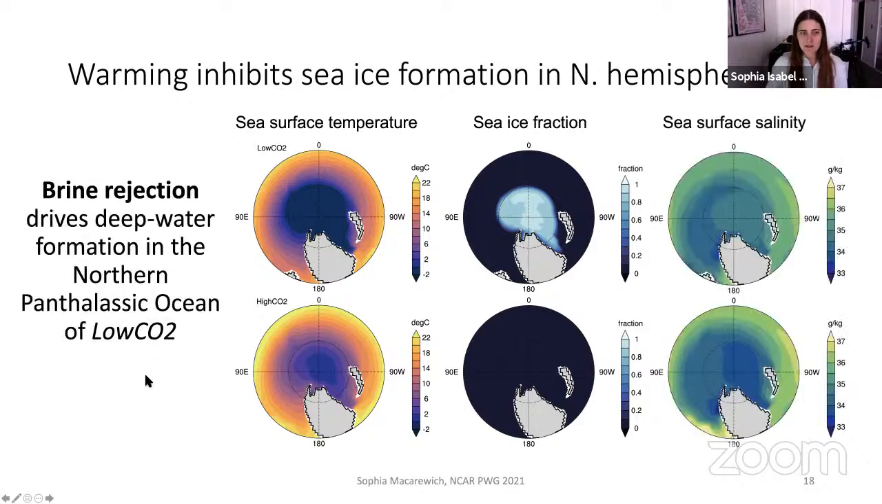And so the seasonal brine rejection that occurs with the growth of this sea ice actually increases sea surface salinity, lowers the buoyancy of the surface, and supports deep water formation in the low CO2 case. Whereas in the high CO2 case, the surface is too buoyant and deep water formation never occurs.